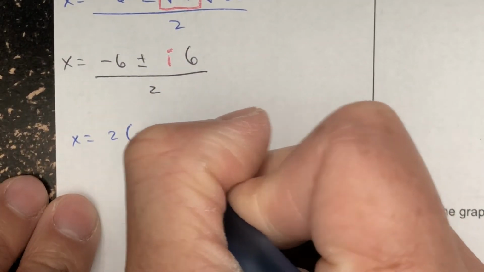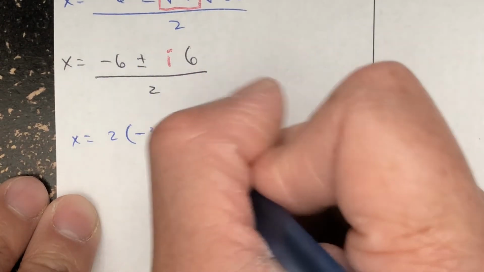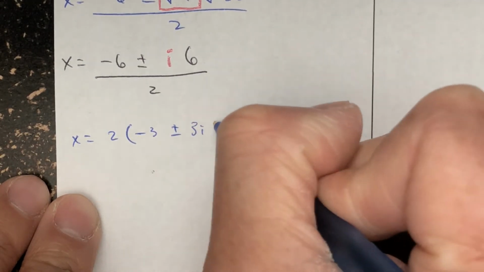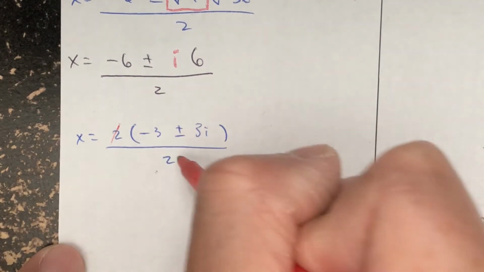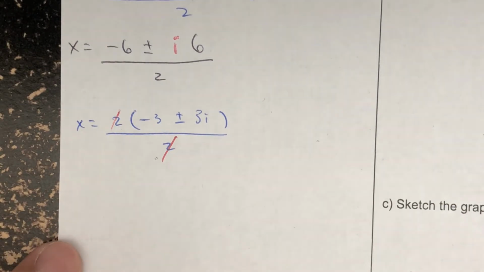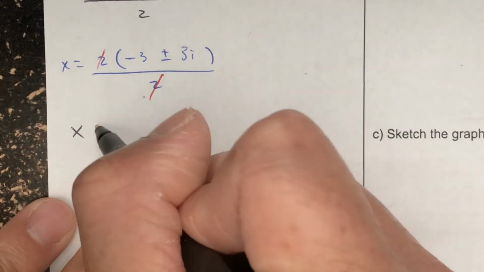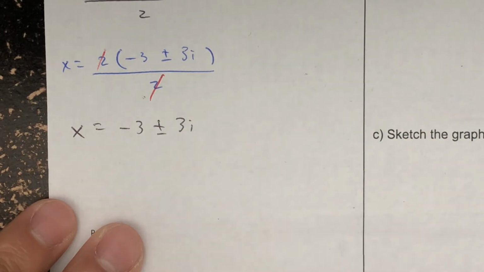So just think opposite by distributing, right? 2 times something equals -6, that's -3. 2 times something, that would be 3i over 2. And then your 2's would cancel. And then you're left with x equals -3 plus or minus 3i is your answer.